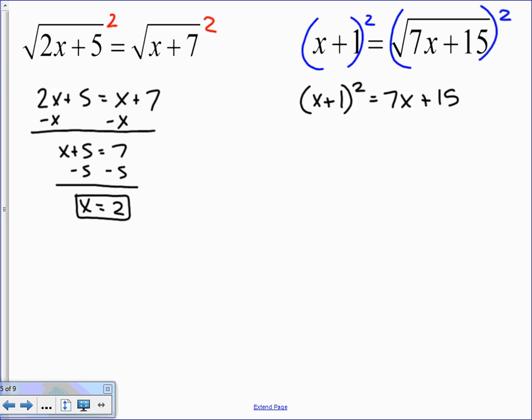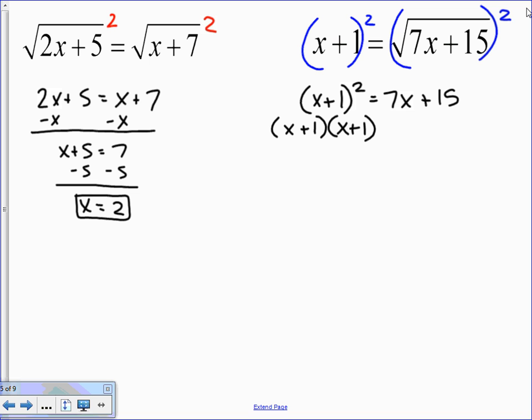Can I just say x squared plus 1? That would be nice, wouldn't it? You create 2 binomials. It is x plus 1 times x plus 1. That's what it means to square that, doesn't it?